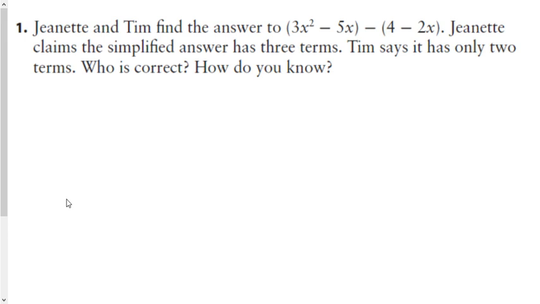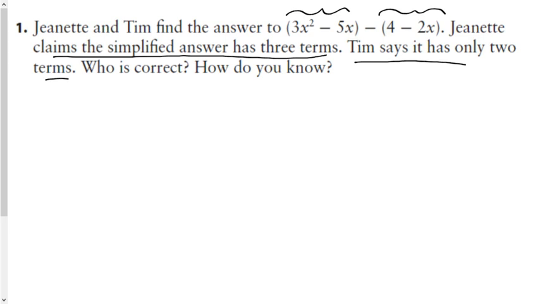It says, Jeanette and Tim find the answer to 3x squared minus 5x, a binomial, subtracting this binomial. Jeanette claims that the simplified answer has 3 terms, where Tim says, no, it's 2 terms. Who is correct and how do you know? Well, there's 2 different ways we can solve this. The first way sucks, the second way is not so bad.